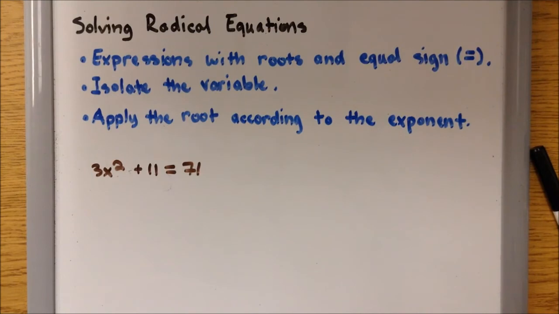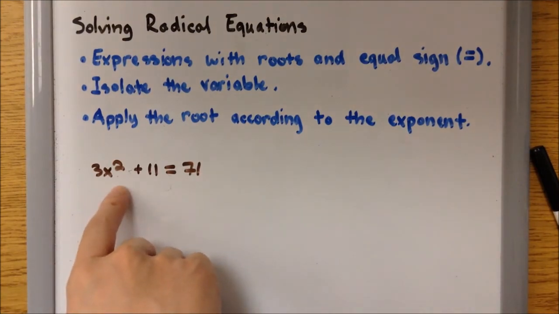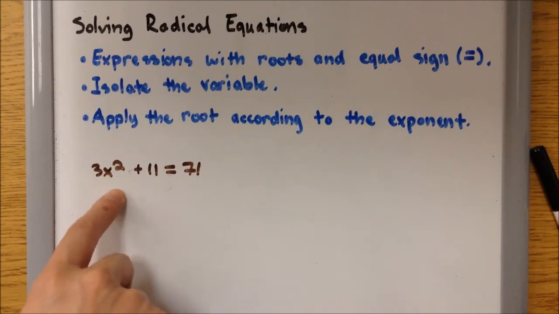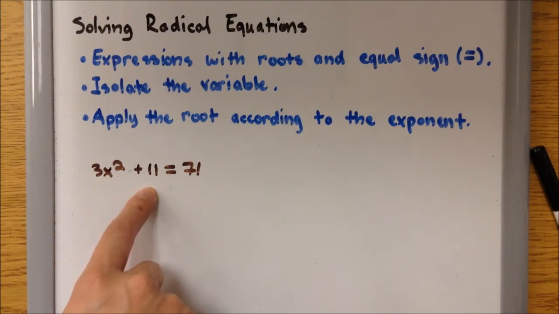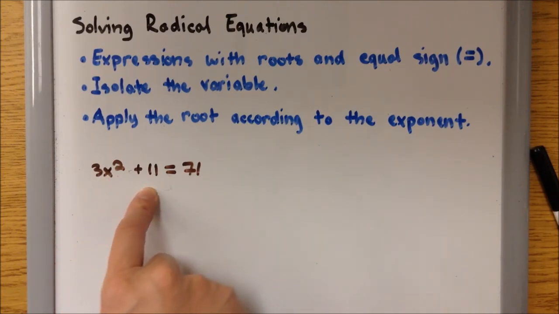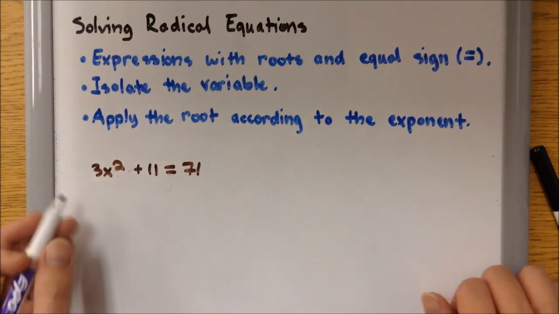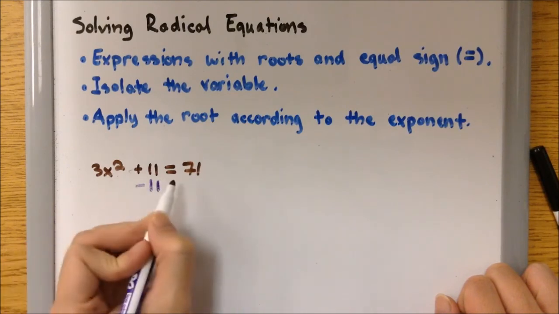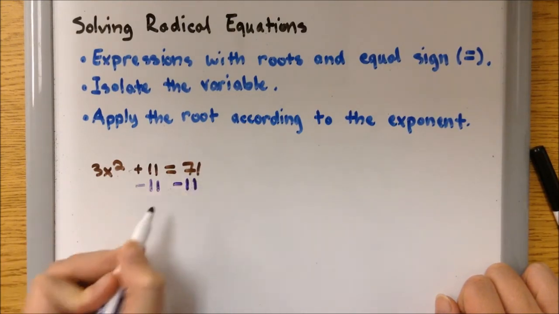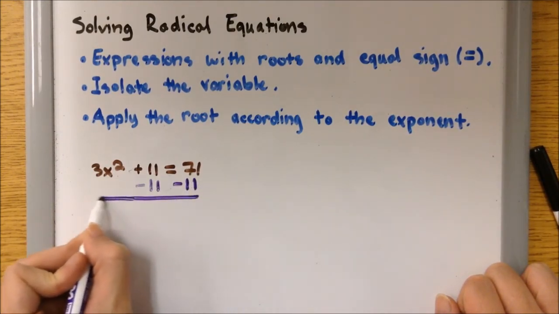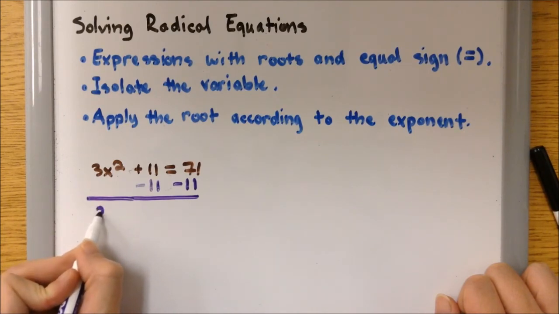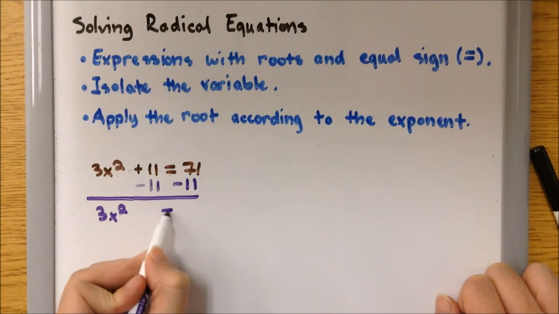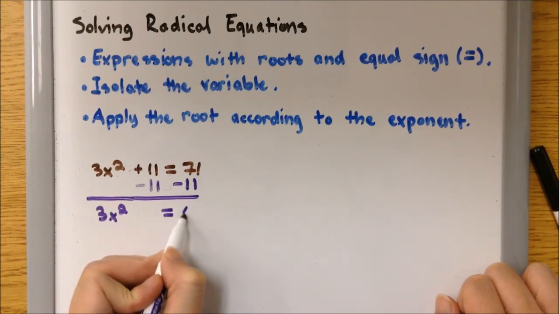Now in example 5, we have 3x squared plus 11 equals 71. So if I want to get 3x squared by itself, I need to get rid of the positive 11. So the opposite of plus 11 will be minus 11. Do it on the left, so I gotta do it on the right. So we're gonna have 3x squared equal 71 minus 11, which is 60.